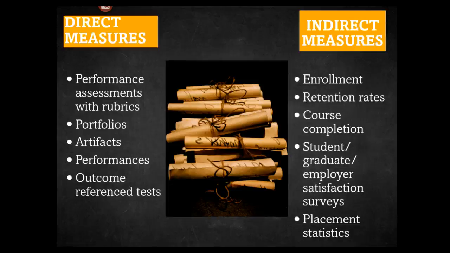The course completion rates, employer information, employer surveys, placement statistics, enrollment, retention rates, all of those can give you inferences about what might be happening, and certainly are important aspects to look at. But when you're looking at directly measuring program outcomes, you want to look at measurements that are going to tell you: are the students learning? How well are they learning? Are they learning more? And that is going to help inform your curriculum decisions better than anything else.